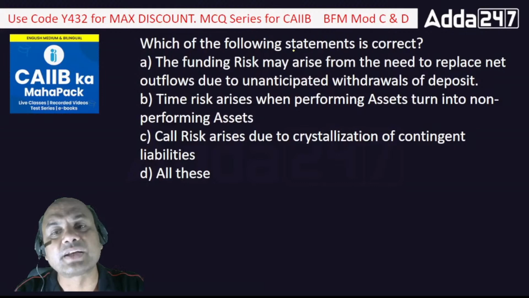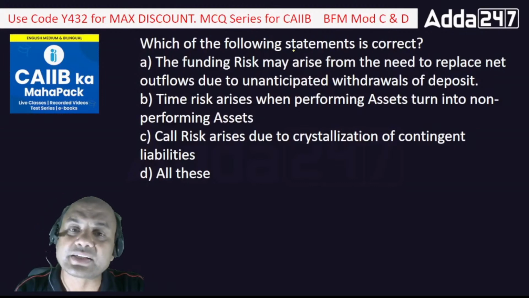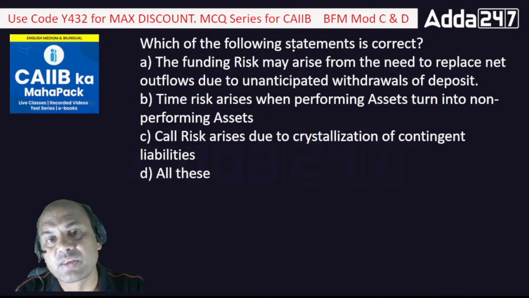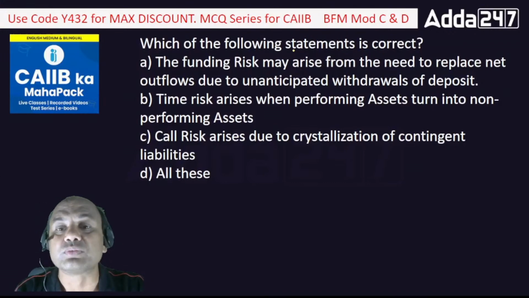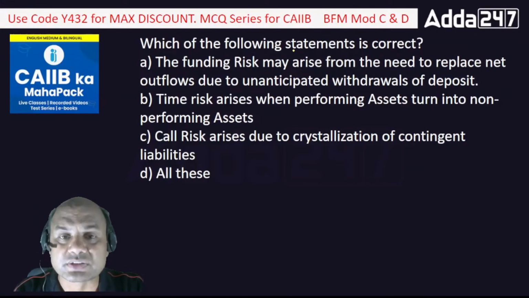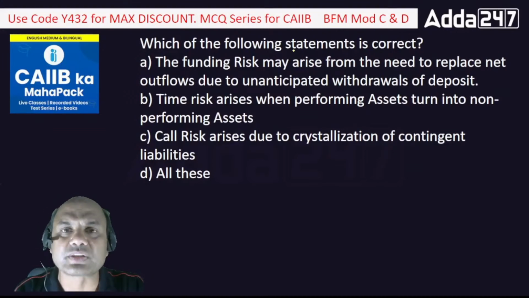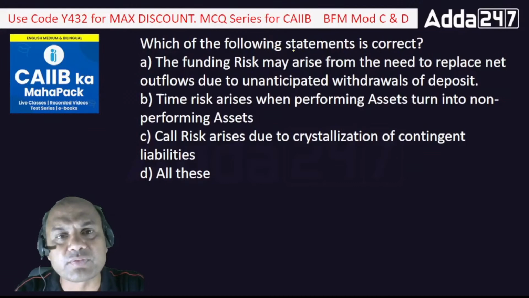Which of the following statements is correct? Let's see. The funding risk may arise from the need to replace net outflows due to unanticipated withdrawals of deposits. So funding risk may arise due to unanticipated withdrawals. Let's keep it that simple. If there are unanticipated withdrawals, then I'll require the funding. So is this correct?